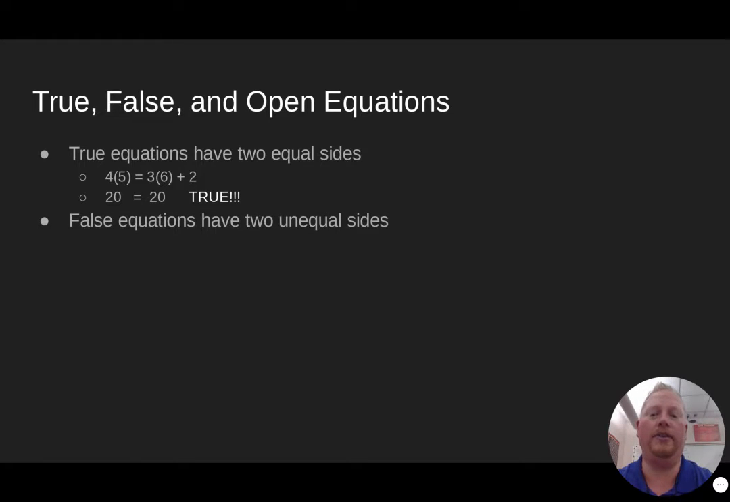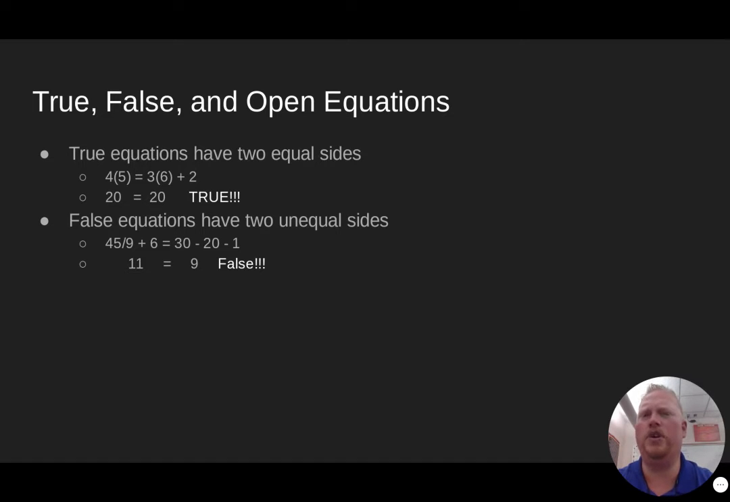And just opposite, a false equation has two unequal sides. So for instance, on this one, I've got 45 divided by 9, which is 5, and then add 6, that gives me 11 on the left-hand side. On the right-hand side, I've got 30 minus 20 minus 1, that makes 9. So 11 does not equal 9, so that is a false equation.